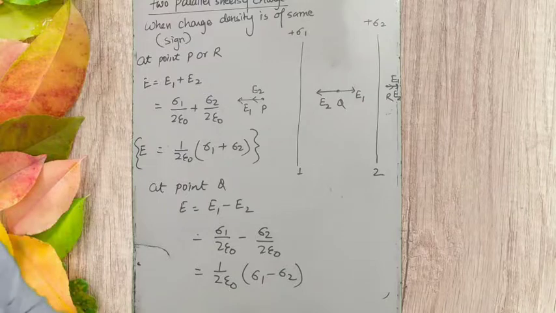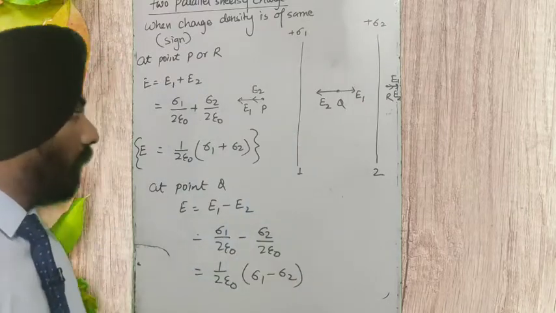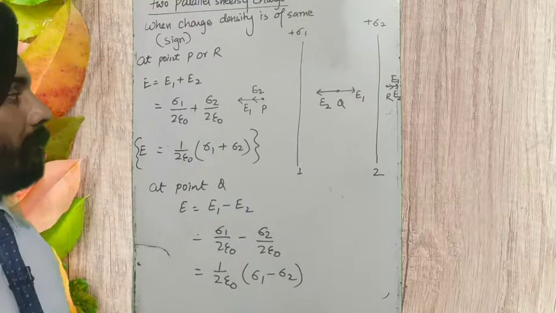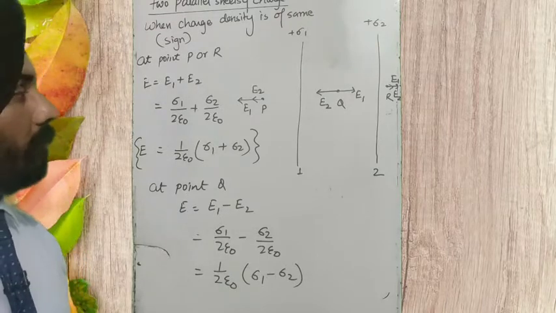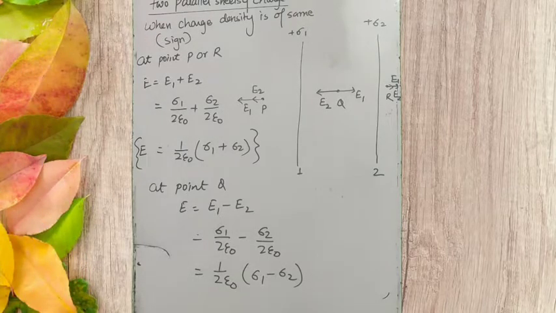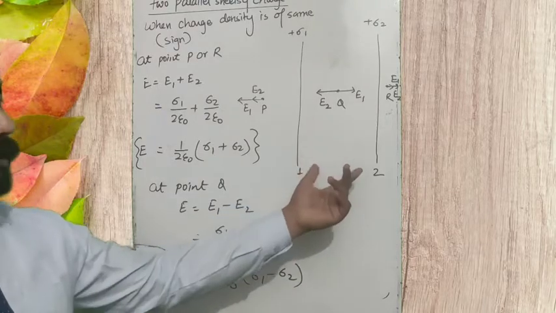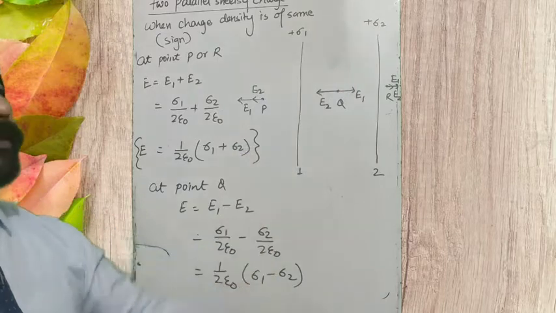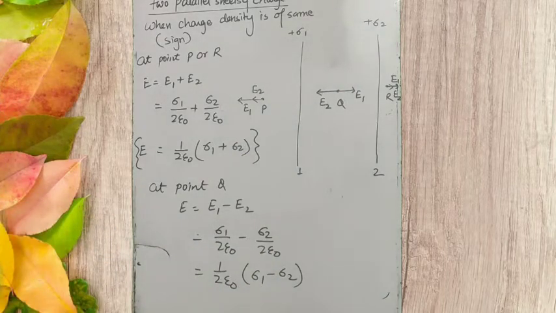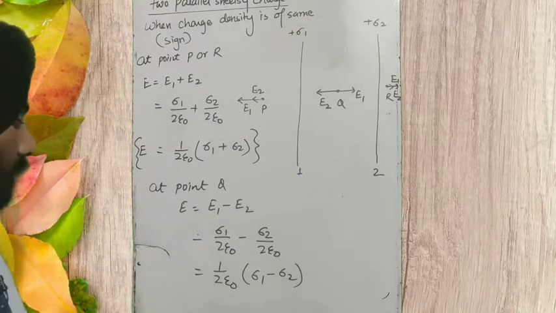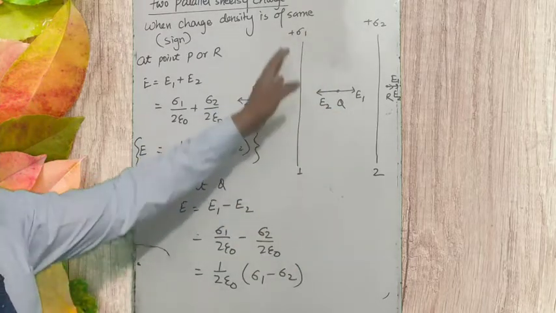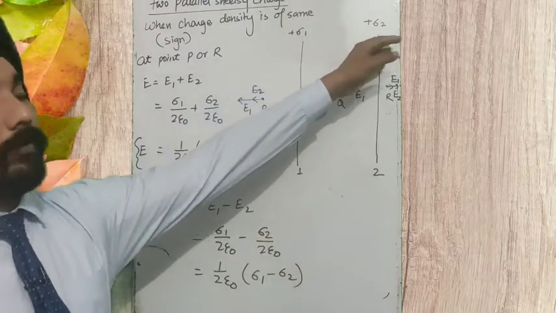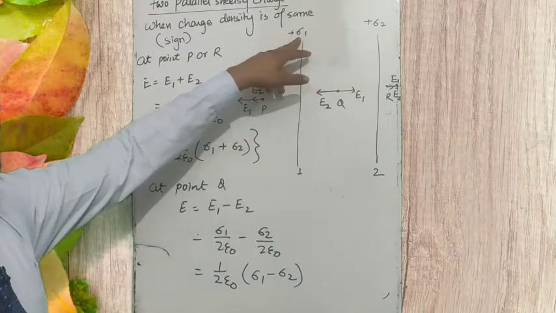Remember, because we are going to use this application in the capacitor. When we make the parallel plate capacitor, it's a very important topic. It appears in two chapters, one in Gauss theorem and another in the capacitor. So there it is very important. So remember this derivation. And the same you have to solve for when the charge densities are opposite to each other, like one having the positive charge.